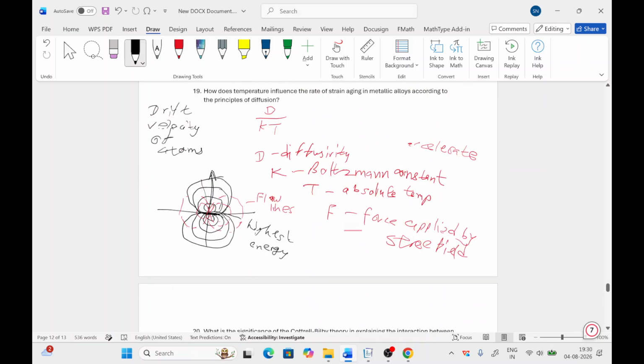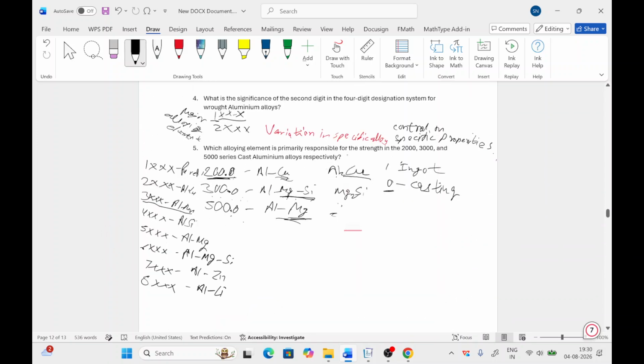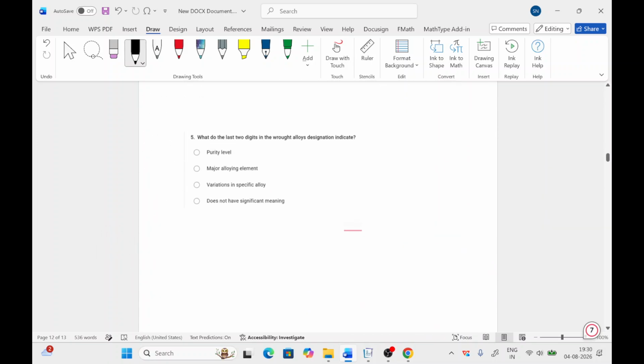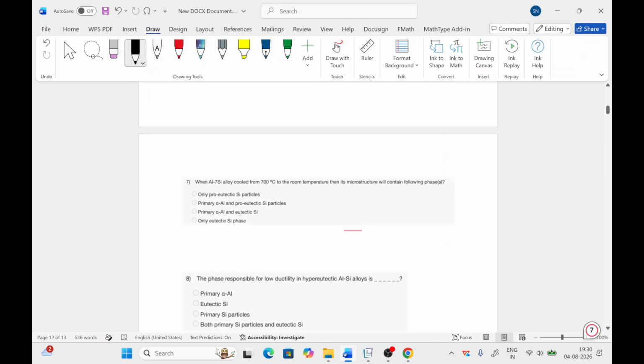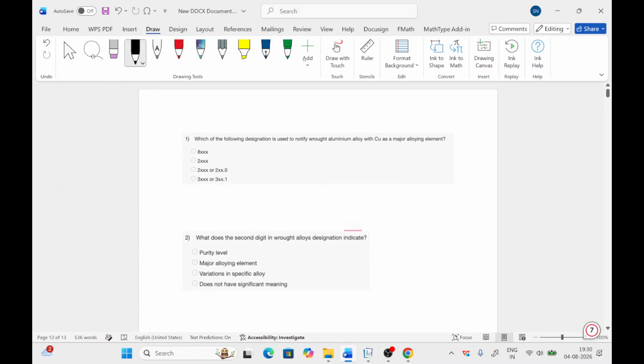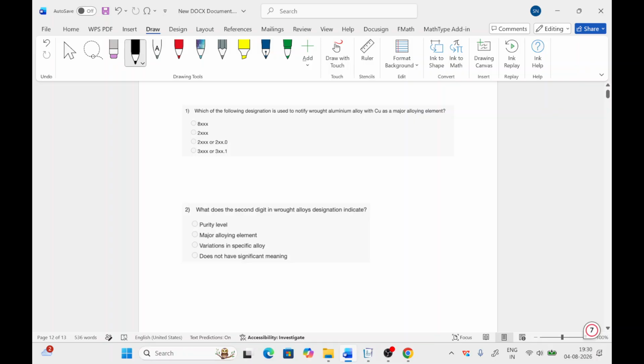So we'll discuss now the assignment questions. First question is, which of the following designations is used to notify wrought aluminum alloy with copper as a major alloying element? Wrought aluminum alloy is given by a four-digit designation. So 2000 is the correct answer.